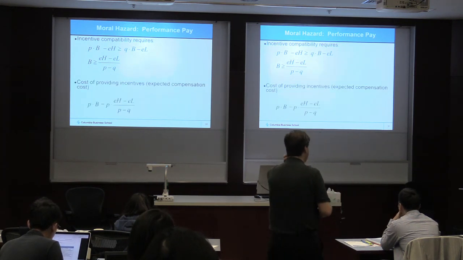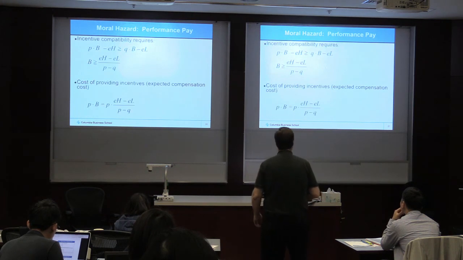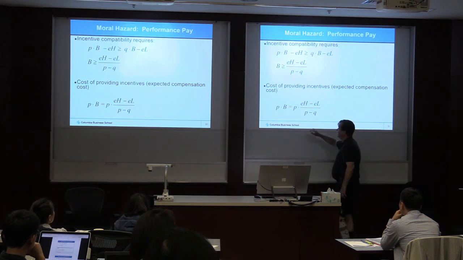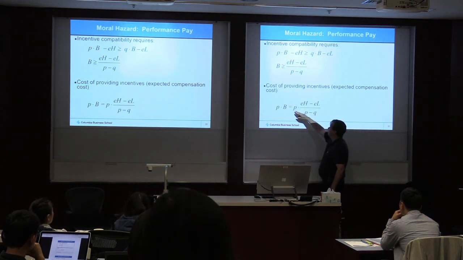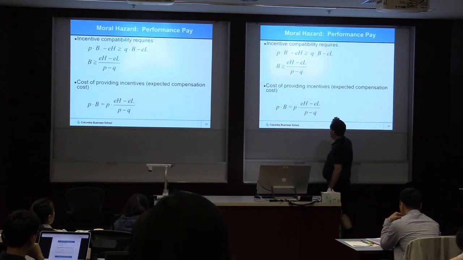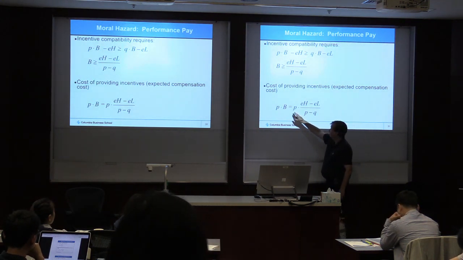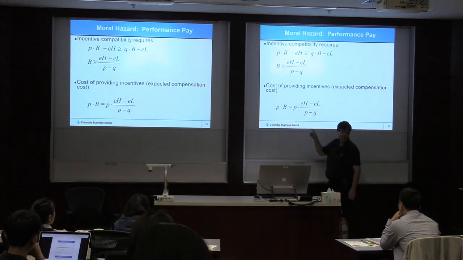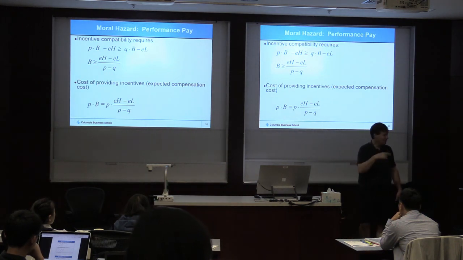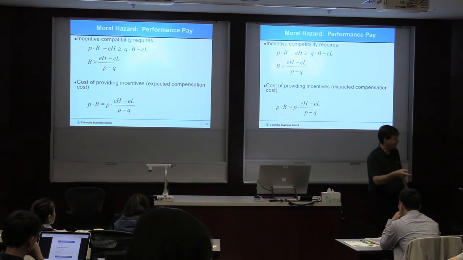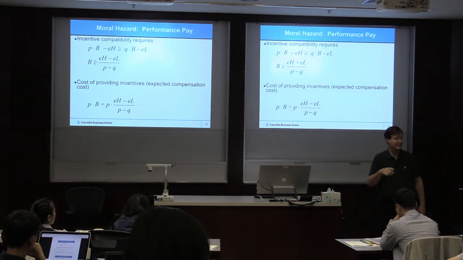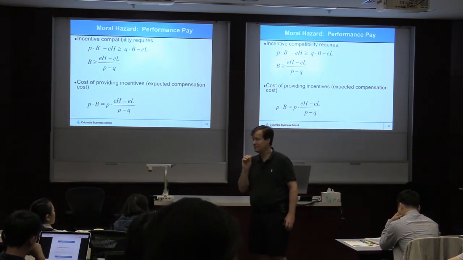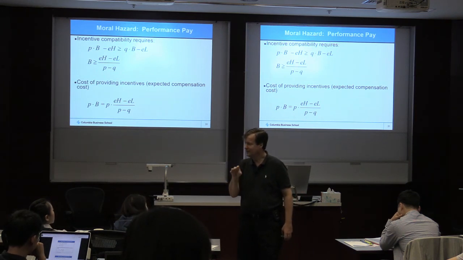And so once I put the P in front, I guess you can see it right away. If I just take this and divide everything by P, what do I get? I get 1, 1, and Q divided by P. So it says that the likelihood ratio of Q divided by P, the likelihood of success under low effort versus high effort, determines the expected cost of providing incentives. So we get this focus, not just in risk-neutral models, also in risk-averse models, on likelihood ratios.